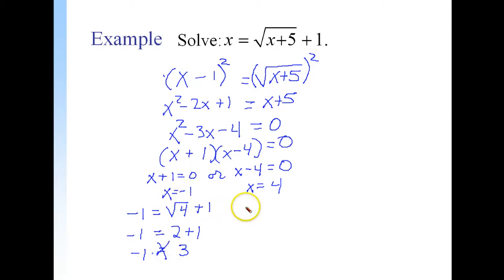Let's try this one. This is going to be 4 equals the square root of 9 plus 1. So 4 equals 3 plus 1. That one checks. But notice, you did all of the work. You did it all correctly. But when you went to check it, you saw that one of your answers didn't work. That's why it's important to check it. Okay?